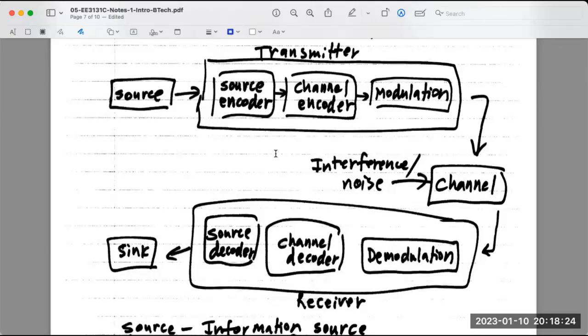And source decoding will undo whatever the source code did, so you can understand it. Channel coding, paradoxically, adds redundancy back. It adds redundancy back so that you get robustness to noise against errors. That's what gives you error correction and error detection.